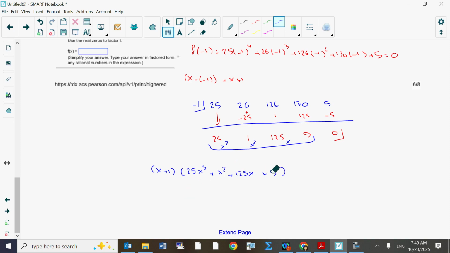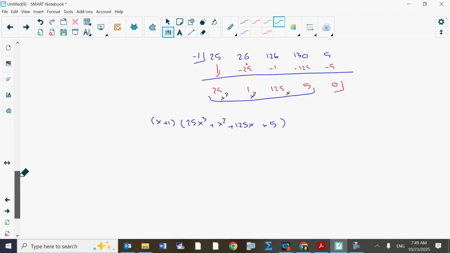Now, am I able to factor this more? Yes, I'm going to factor this again. This is going to help me find the other zeros and also the other factors of the function. So let's see how I can factor this. I have 4 terms, so I can put them in groups, and in each group I have something in common.